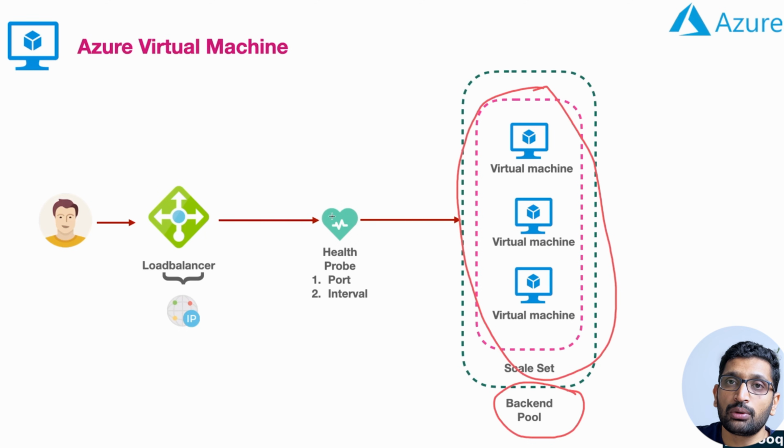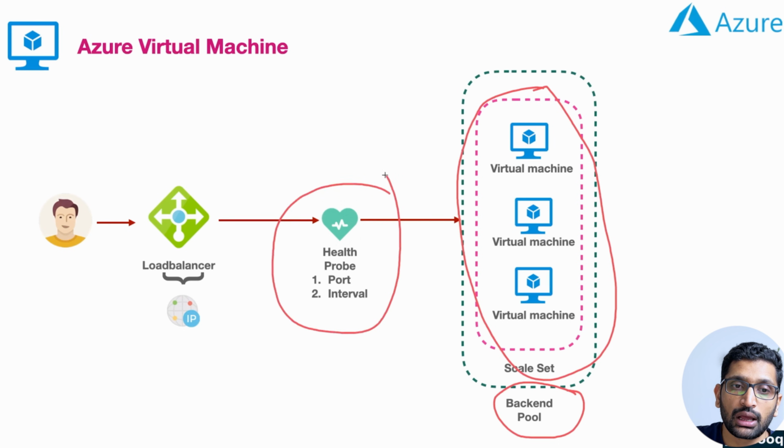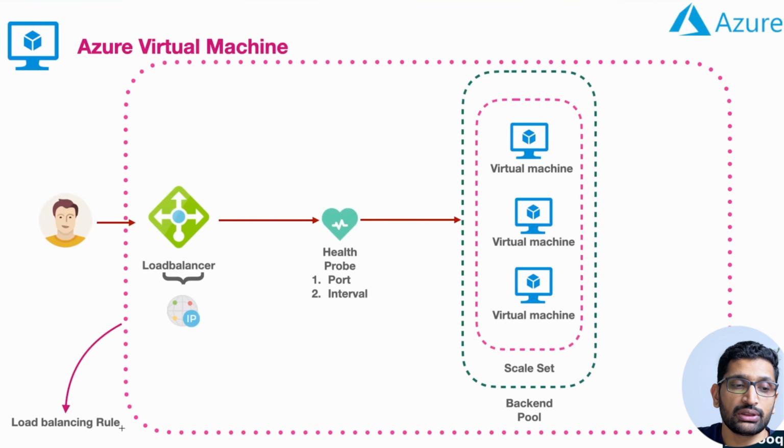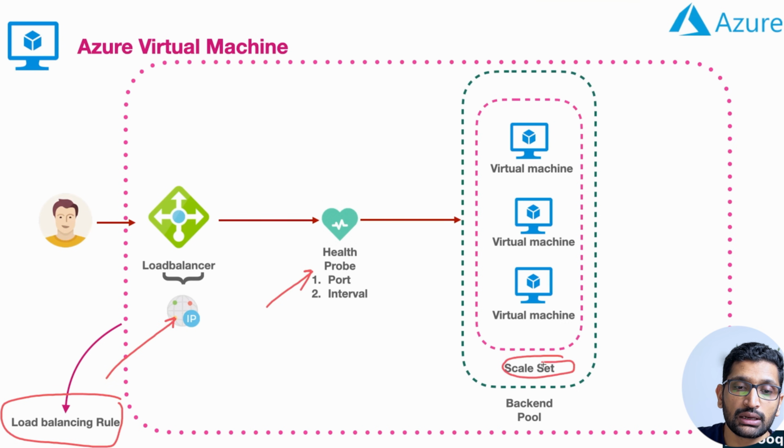And also on top of that, you can easily set up the health probe, which will continuously go and check the health of your virtual machine for your incoming traffic which is coming through the load balancer. And finally, you can club everything together with the load balancer rule. So this load balancer rule will contain the public IP which you need, and then you will need a health probe, then you will need a scale set, and then you will need a backend pool.